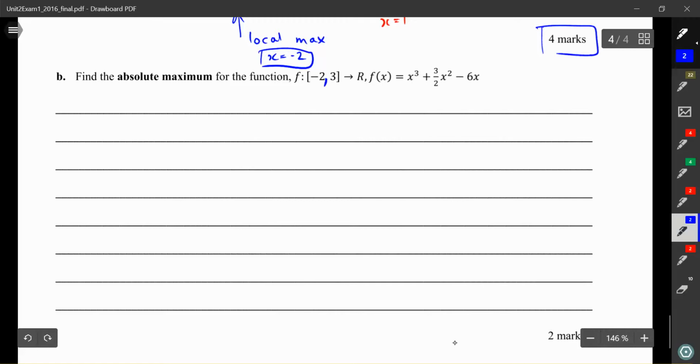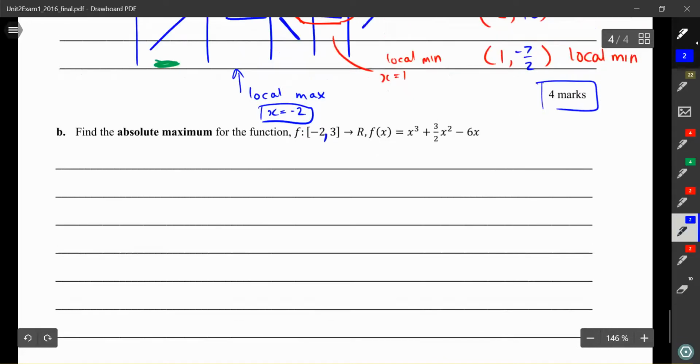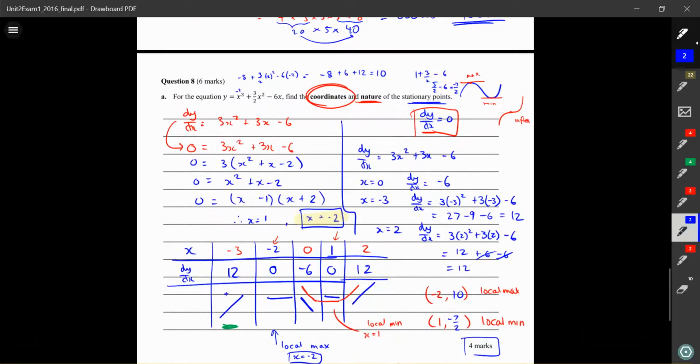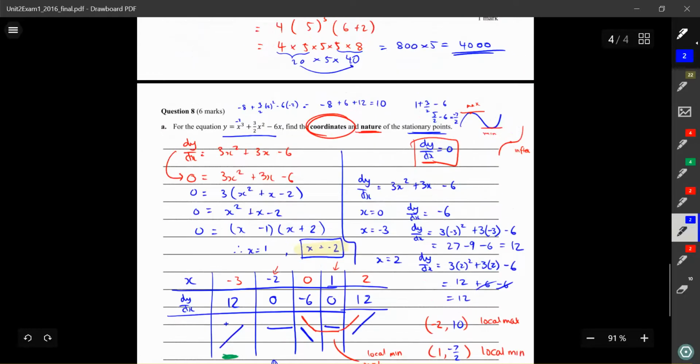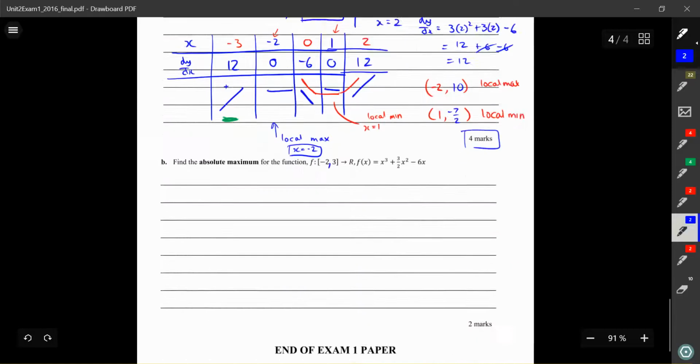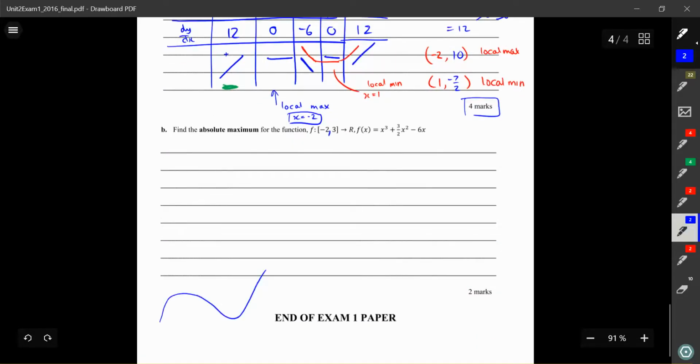Alright, here we go. Now it says find the absolute maximum for the function. So let's put everything back into perspective. We have this equation. We don't know what it looks like, but we know that it has 2 stationary points. So already it's a positive cubic graph. It's a positive x cubed. So I already know the shape has to look like this. I knew that it was a local maximum at negative 2, 10, and it's a local minimum at 1, negative 7 on 2. So it will look something like that. I just don't know the x-intercepts at the moment.